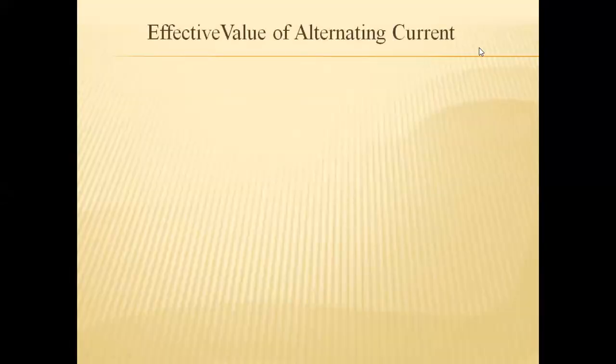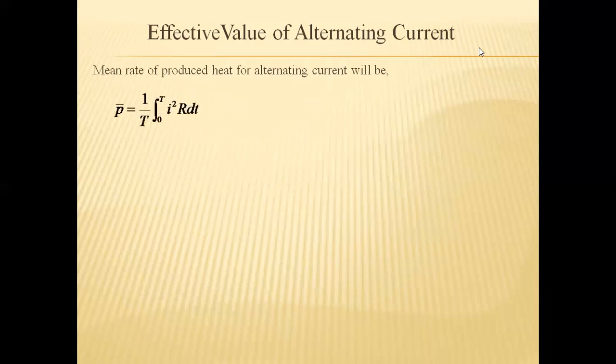Now lastly, we discuss the effective value of alternating current. That means the mean rate of heat produced by alternating current will be P bar is equal to 1 by T integral from 0 to T of I square R into dt, because you know that power P is equal to I square R into time T, and for the full cycle we take 1 by T. If it is a mean, that's why we divide by T, and we know that I is equal to I naught sine omega t, and R is a constant.